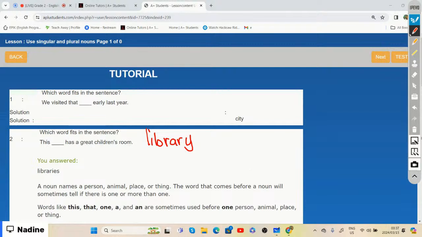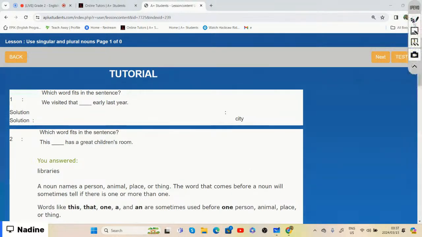All right, so now let's go to our test. The test is where we can either use singular or plural nouns. Singular refers to one person, one animal, one place, or one thing. And then plural refers to more than one. It can be two or more people, places, animals, or things.